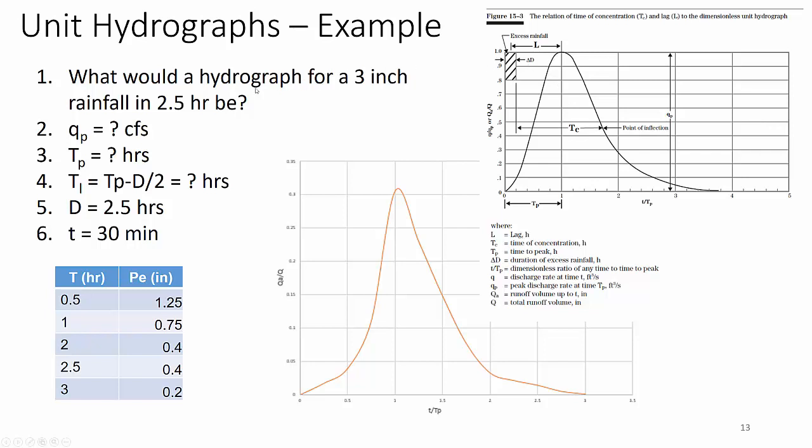So a 3-inch rainfall in 2.5 hours. Let's take a look. I think I got this wrong. I don't think we know D either. So here we have a half hour up for a 3-inch rainfall. This is the precipitation we got. It's all we know about the site.